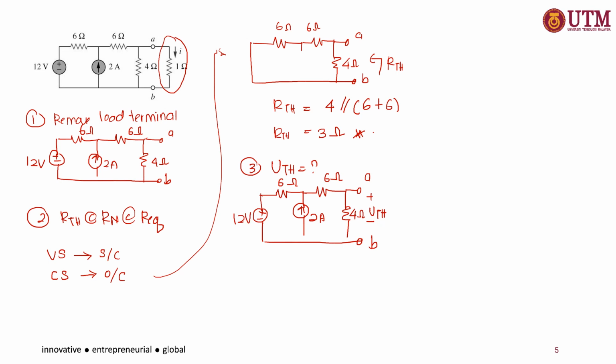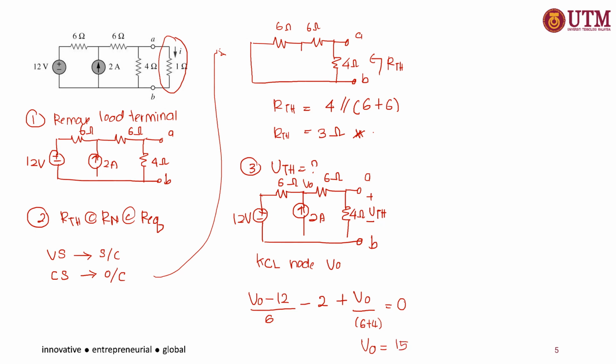Okay, so to find this, we can use Kirchhoff current law at node V node. So let's say this is a node V node, so I want to find this V node first. By using Kirchhoff current law at node V node, we get (V node minus 12) divided by 6, minus 2, plus V node divided by (6 plus 4) equal to 0. If we simplify this, you will get your V node is equal to 15.